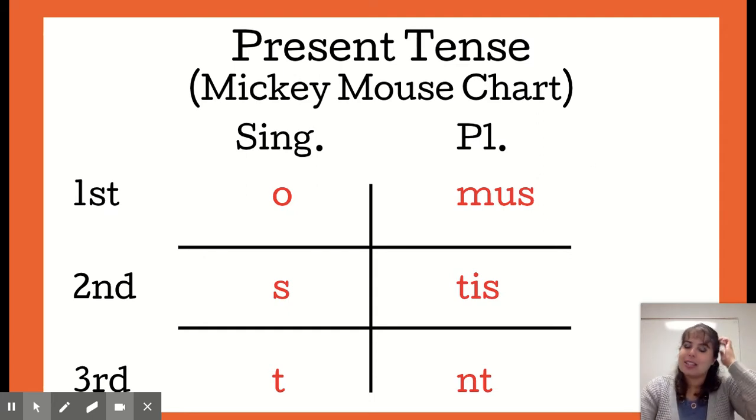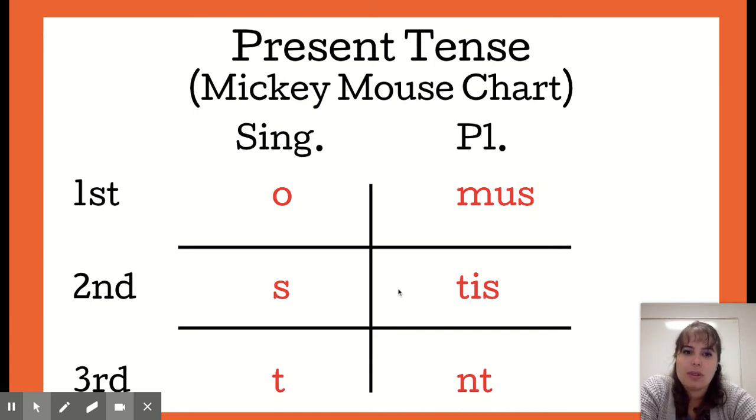There's a few present tense songs. Magister Cummings likes to use the Mickey Mouse song, the O, S, T, MUS, TIS, NT. So O, S, T, mus, tis, and NT. If a verb ends in O, it means that I am doing it. If it ends in S, that's you. T is he, she, or it. Mus is for we, tis is y'all, and NT is they.